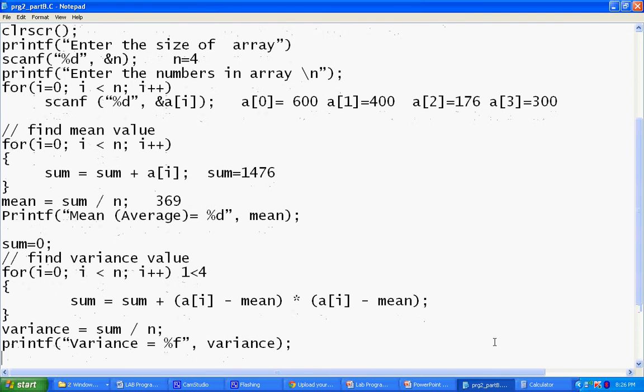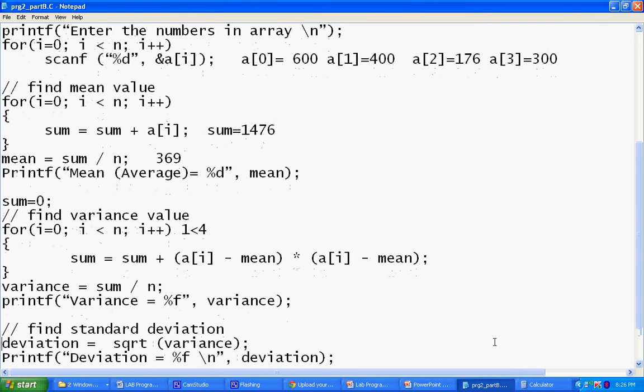Let us say the value of variance is something like, say, 56000 some value. In that case, just take the square root of this value, and it gives me the square root of the value, which is stored in the deviation. Just printing the deviation value. Your job is done. Hope you understood the program.